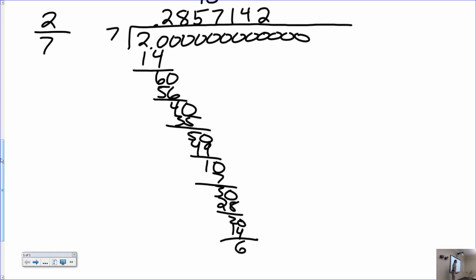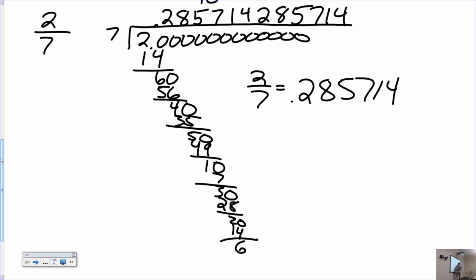right? Is now what's going to start happening, right? You can see what happened, right? We had 14, and then it became a 6. What's going to happen next? So what's the next number after that 2? 8. What's the next number after the 8? Next number after the 5? So how do I write 2/7 as a decimal? 0.285714.